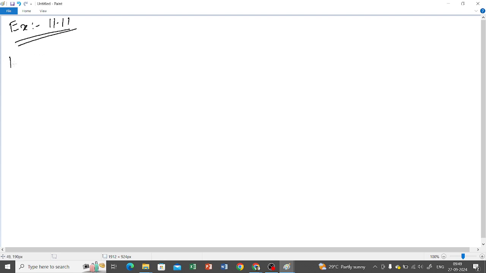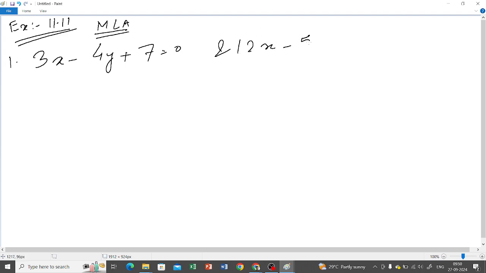So this is what we have. Find the equations of the bisectors of the angles between the lines. So exercise 11.11, our last exercise for equation of straight line. Find the equations of the bisectors of the angles between the lines 3x minus 4y plus 7 equals to 0 and 12x minus 5y minus 8 equals to 0. Okay, I need to find out the bisectors of the angles.